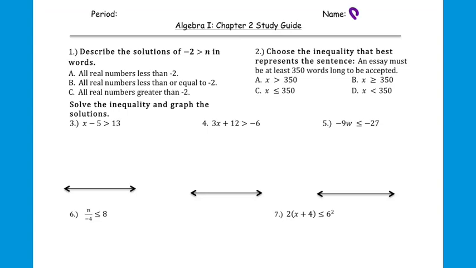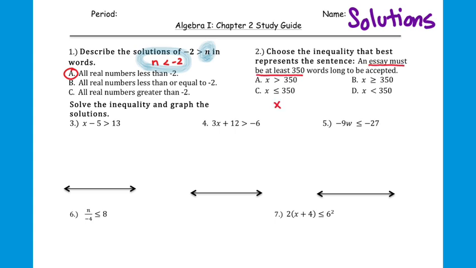On number 1, first we need to pick the right solution. We always read from the variable's perspective here. So I'd like to rewrite it from the variable's perspective, so it makes it really easy to see that n is less than all the numbers that are less than -2.